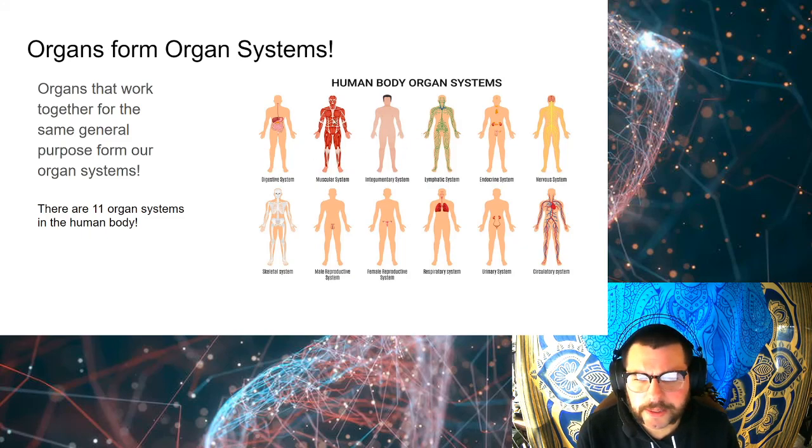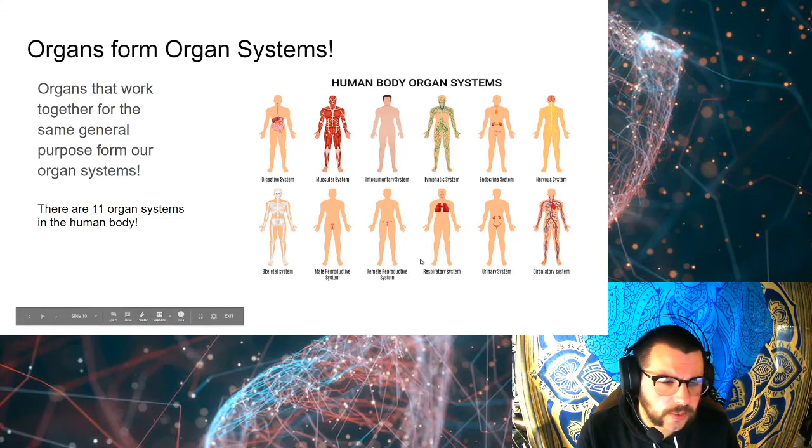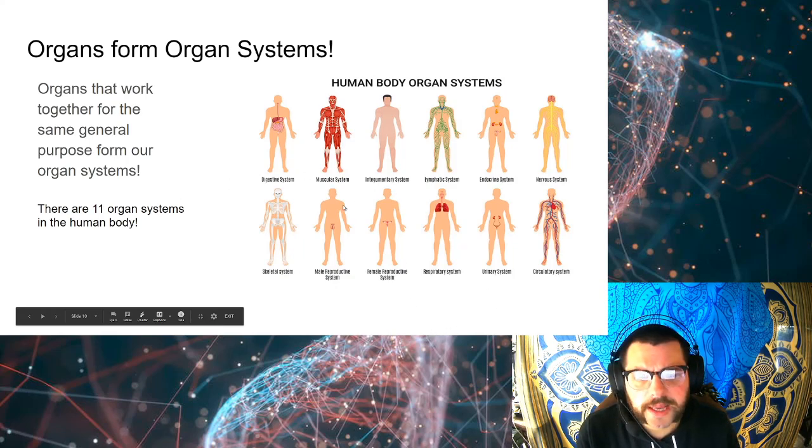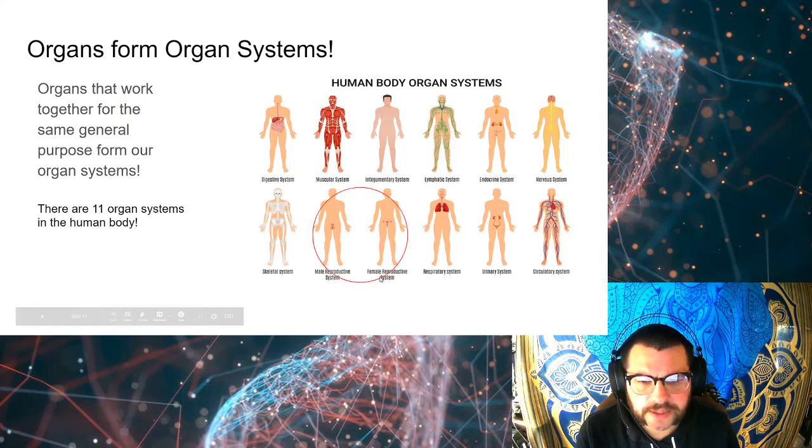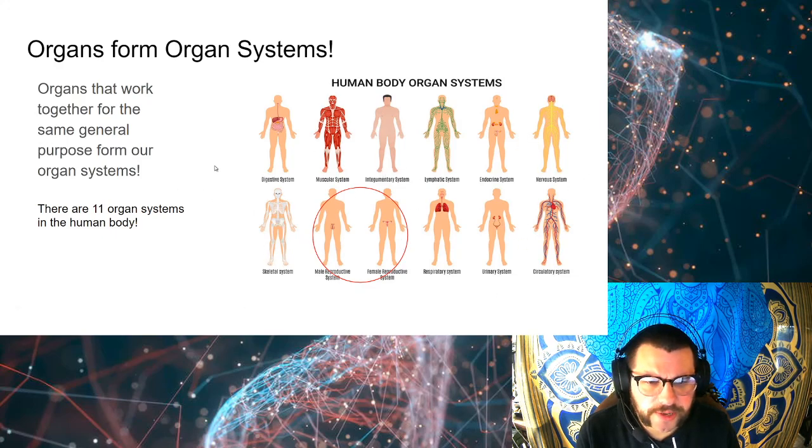Now you might look at these pictures here and go, well, Mr. Francis, that's 12. You need to learn how to count. Yes, but we've got the male and female reproductive system right down here. So you have one or the other. And then you have the other 10 that go along with it.